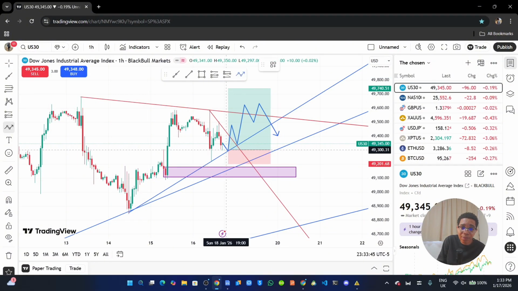So the pathway will look something like this. Price begins here, opens, breaks out of this trend line, retests this trend line, comes here, retests this trend line together with this order block somewhere around here, and then price continues going bullish, right?